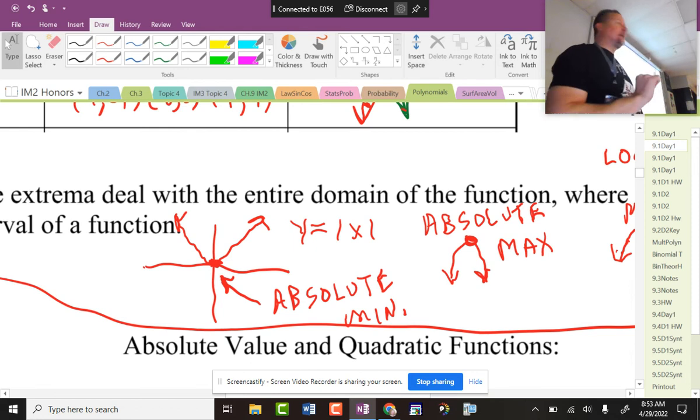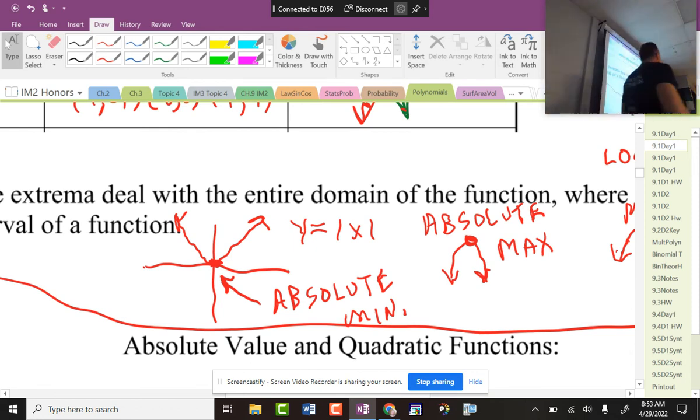For this upside down parabola, and actually a right side up one would have an absolute minimum. But I went upside down on this parabola. That is absolutely the highest y value of the whole graph. That's what this definition says, look at the whole input values, the whole domain. That is absolutely the highest y value. There is no one that's higher.